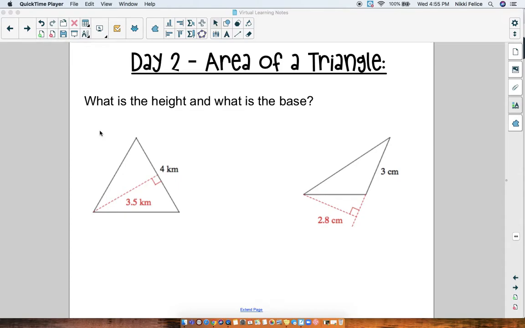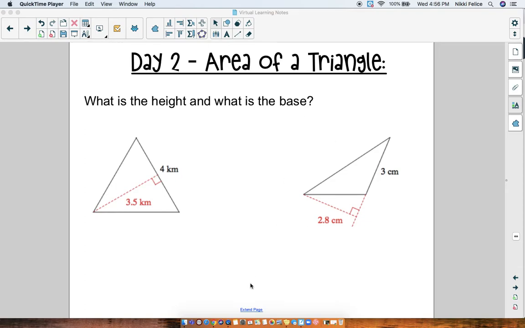Hey guys, I wanted to make a quick video to go over some of the problems from yesterday and then go over some other things that will help with your assignment today. So yesterday I saw a bunch of people had trouble with figuring out which was the height and which is the base of the triangle. These were the two problems in your assignment where you had to figure that out, and a lot of people switched them.